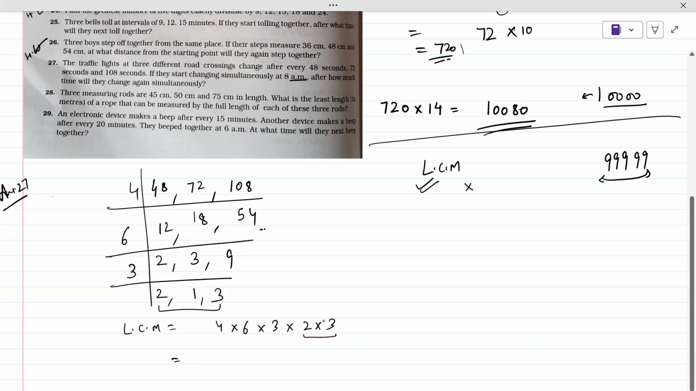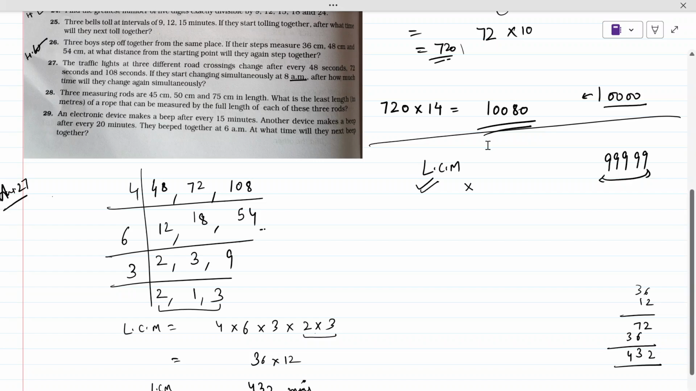LCM is 4 into 6 into 3 into 2 into 3 because of these two we are writing here. Okay, and now what is the LCM? Here we have 3 into 2 is 6, into 6 is 36. 36 into 12 is the LCM. So let's find out. This is 72 and 360, and 432. So the answer is 432 seconds. Sorry, this is time, 432 seconds.